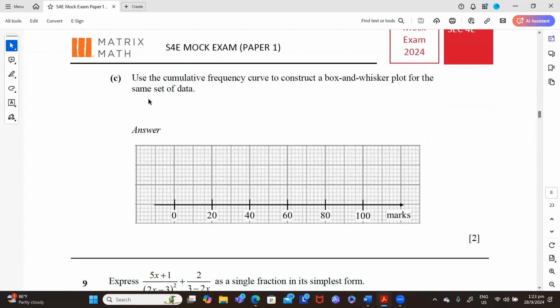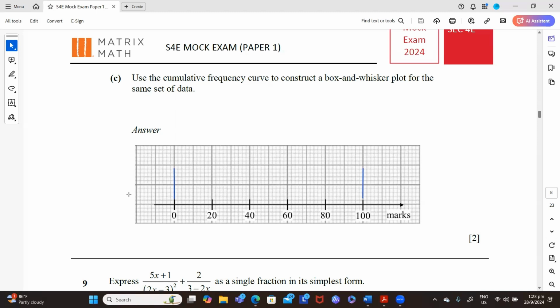Okay, for part C, use the cumulative frequency to construct a box and whisker plot for the same set of data. So this is the marks down below, right? It starts from 0 till 80, correct? So you want to draw a line from here to here. Draw a line from here to here. Make sure the lines are the same measurement.